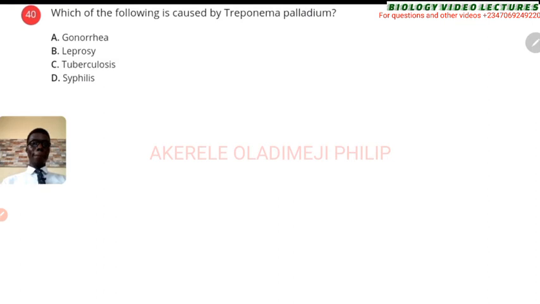Which of the following is caused by Treponema pallidum? That is syphilis. Syphilis is an STD that's caused by Treponema pallidum. While tuberculosis is caused by Mycobacterium tuberculosis, leprosy is caused by Mycobacterium leprae, while gonorrhea is caused by Neisseria gonorrhoeae. Those are the pathogens that cause each of these other diseases. All right.